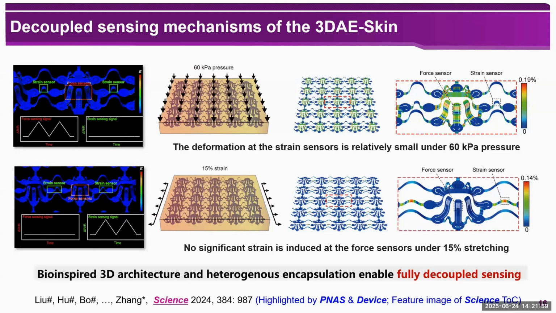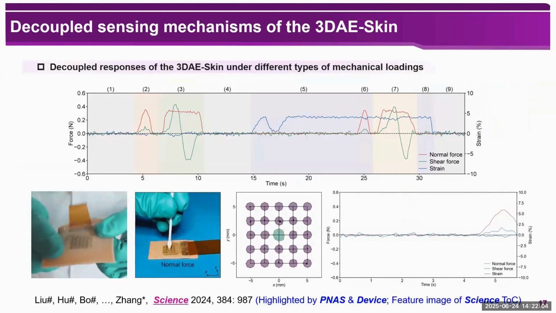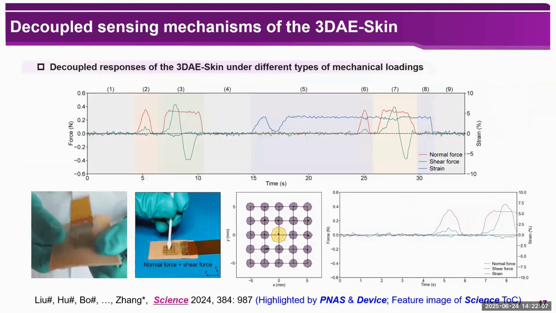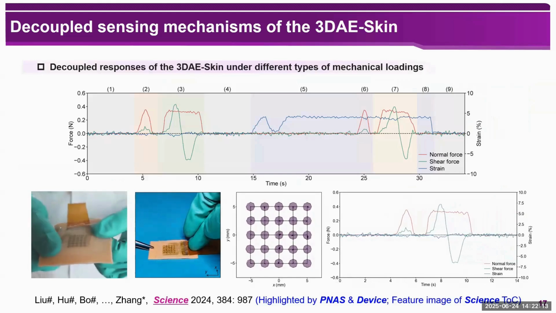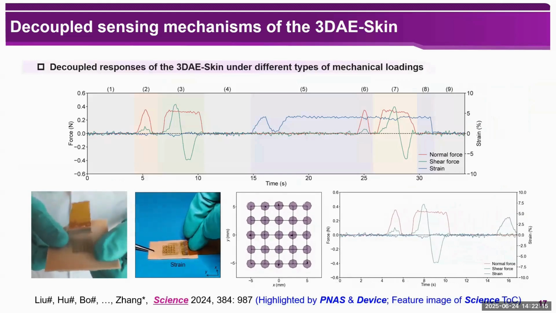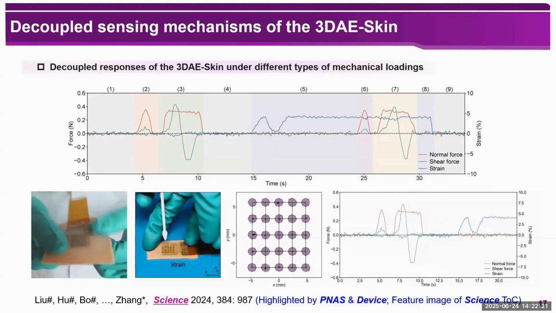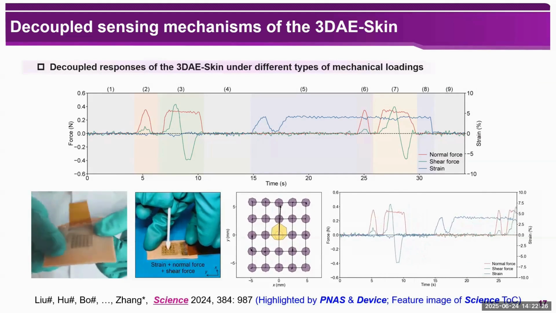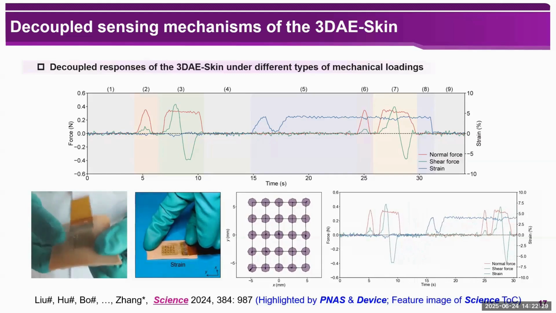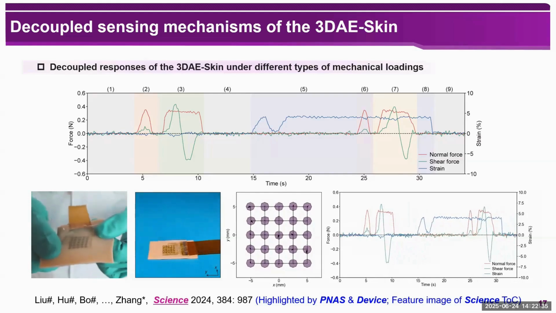Okay, then let's look at a set of experimental results. We firstly apply a pressure to this device, and this red curve denotes the pressure response. And then this is shear force response, green color. And then we apply a unilateral stretching to this device, and you can see the strain response in this blue color. And by holding this unilateral stretching, we can apply an additional normal force and an additional shear force. So this is in real time, and this set of experimental results validate the decoupled sensing capability of this 3D skin device.